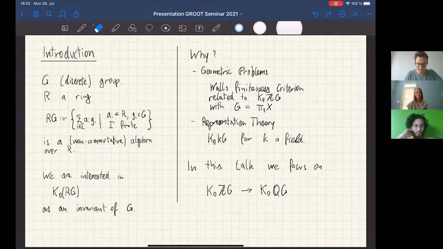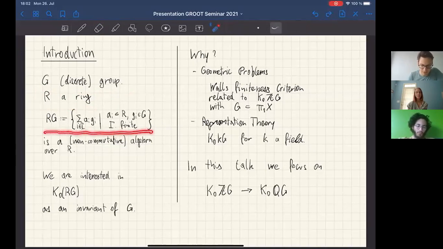First, let's fix some notation. G will always be a discrete group. Sometimes people think of V groups as well, but in this talk we're focused on that. R will be a ring, which we think of as the base ring we do things over, and then RG will denote the group ring or the group algebra over R. So this is just formal linear combinations where you have coefficients a_i in the ring, and you have g_i in the group, sort of giving the basis elements, and these are only finite sums.